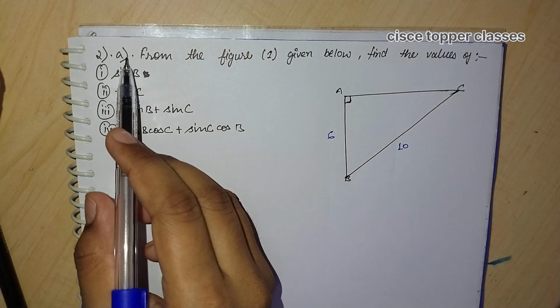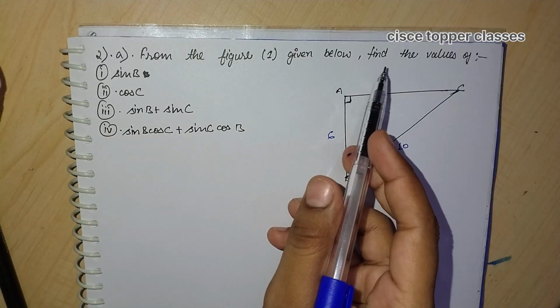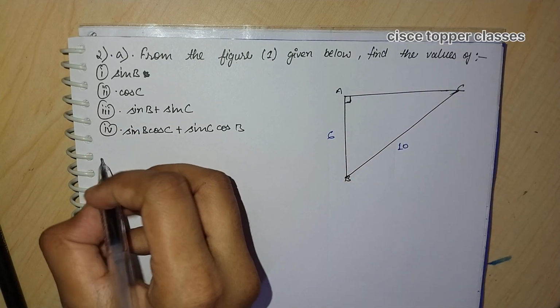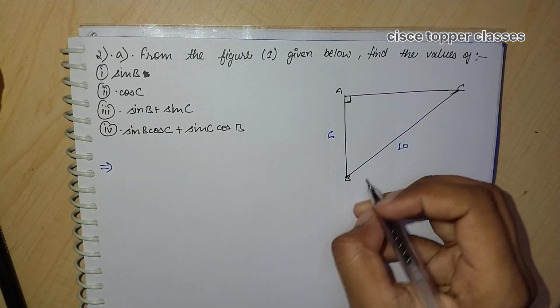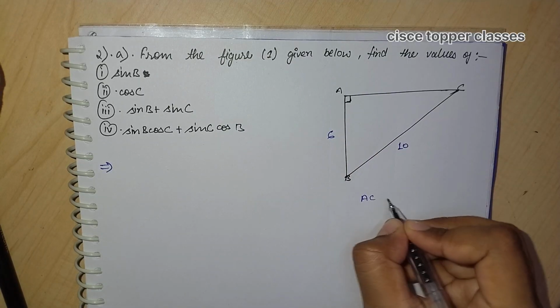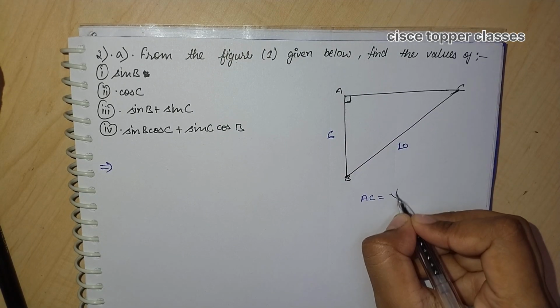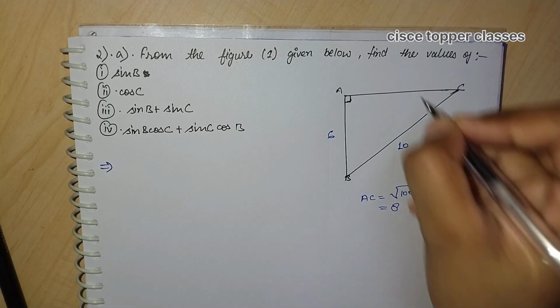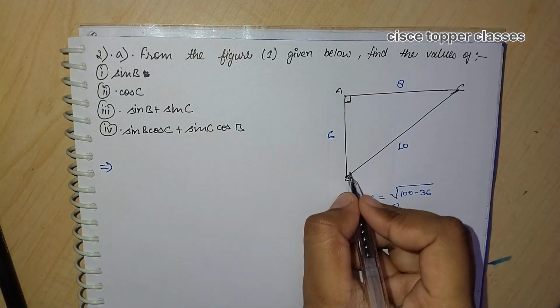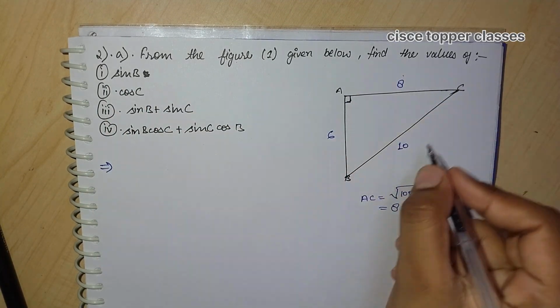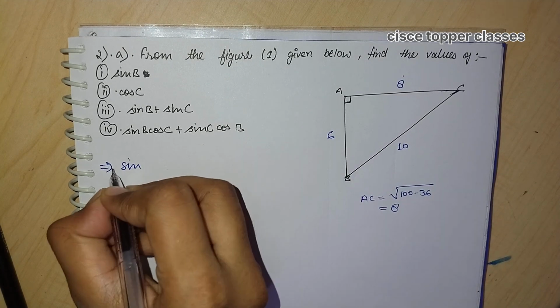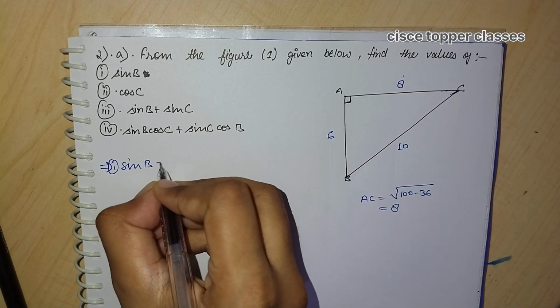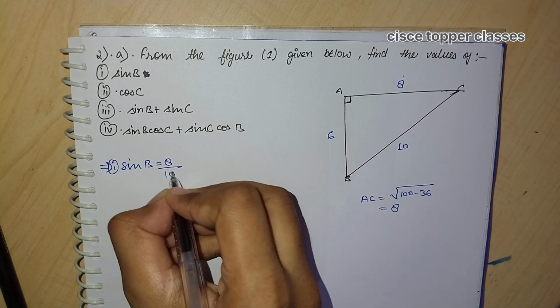Solve here question number one, first part, from the figure given below. Find the value of sin B. If you want to find the value of sin B, firstly we will find the value of AC. This will be under root 100 minus 36, so it will be 8. Sin B will be height by base, so sin B is 8 divided by 10.